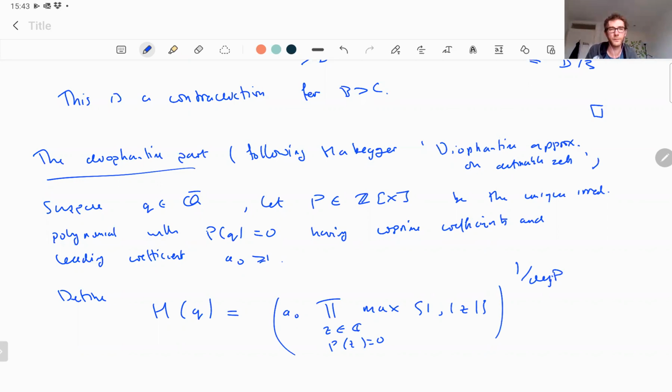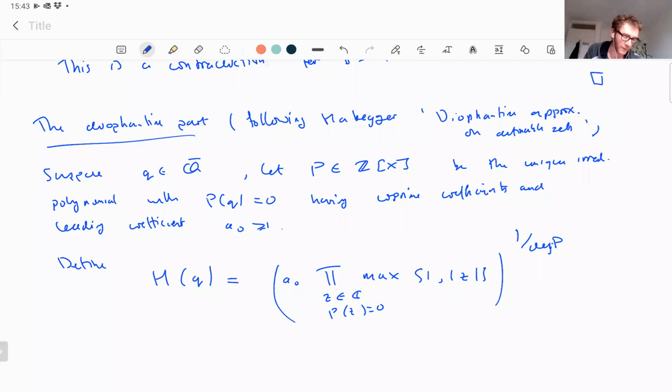If you haven't seen this before, this might not help much, but I'm going to tell you some properties of the height. It has some nice properties. But if you don't like it, you can always just assume that Q is in Q instead. But let's do that example.